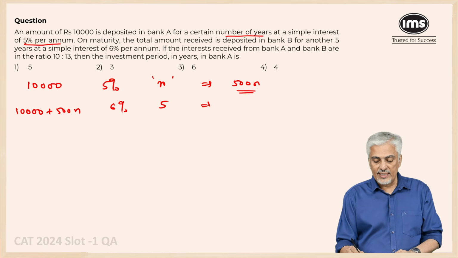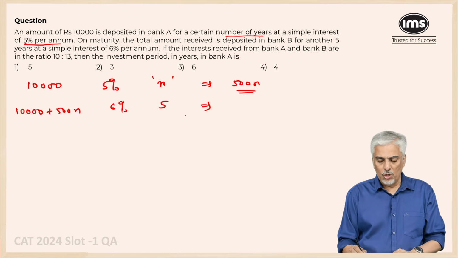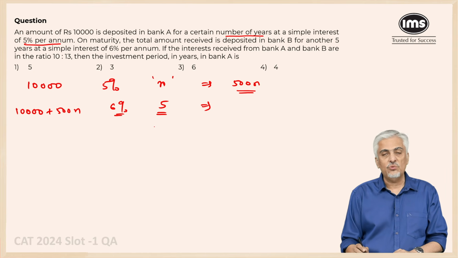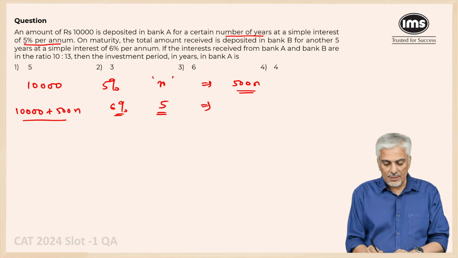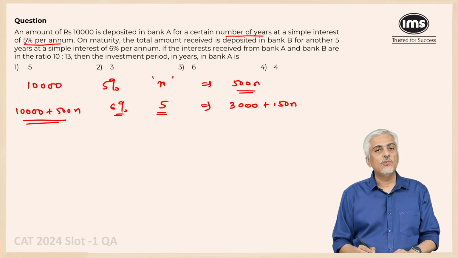So what would be the interest over here? Again, use the PNR upon 100 formula, or use 6% for 1 year. So 5 years, 30%. 30% of this amount will be 3,000 plus 150n, right?